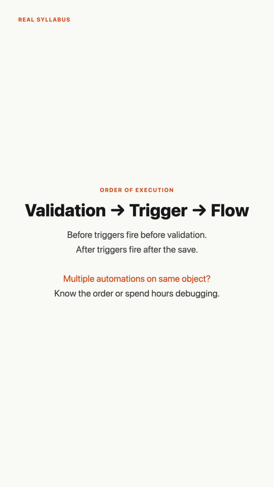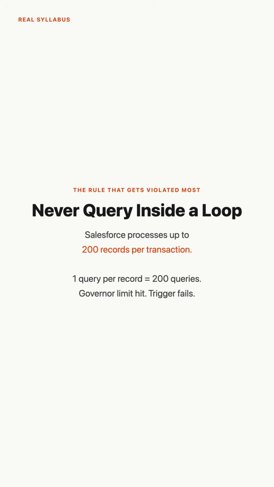Bulkification is the single most important concept in Apex trigger development. Salesforce processes up to 200 records per transaction. Your trigger must handle 200 records as efficiently as it handles one. Never query or perform DML inside a loop. That's the rule that gets violated most.